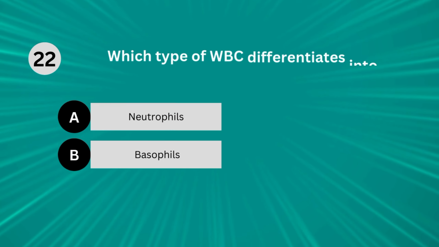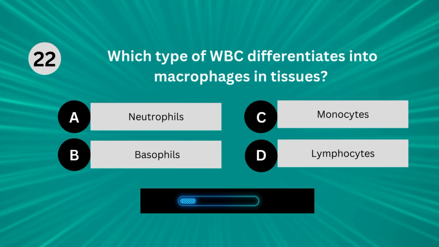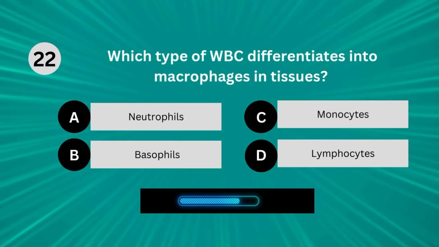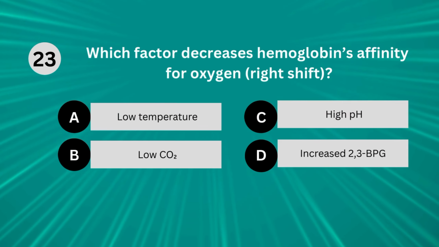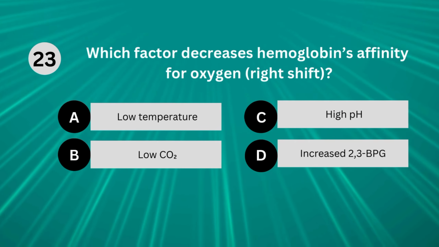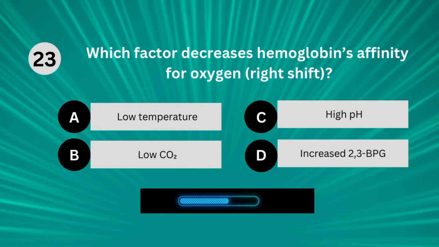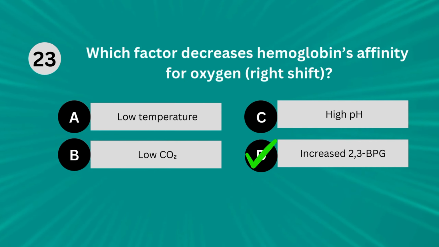Which type of WBC differentiates into macrophages in tissues? Monocytes. Which factor decreases hemoglobin's affinity for oxygen? Increased 2,3-BPG.